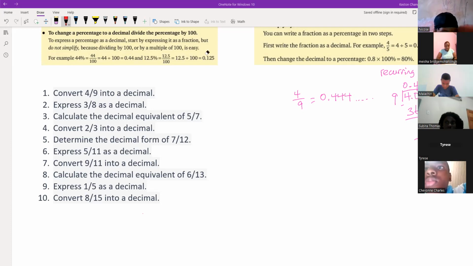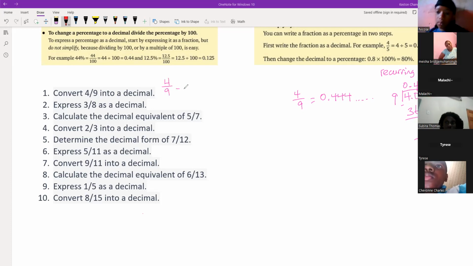If I go one more step again, look at it. I'll bring down our next 0. I'll still have to use 4 9s at 36 again. I'll get another 4. And we could go on like this from now till next week. We'll continue getting 4s. So in an instance like that, you will say 4 9s is equal to 0.444, and then you put dot, dot, dot. So it recurs.